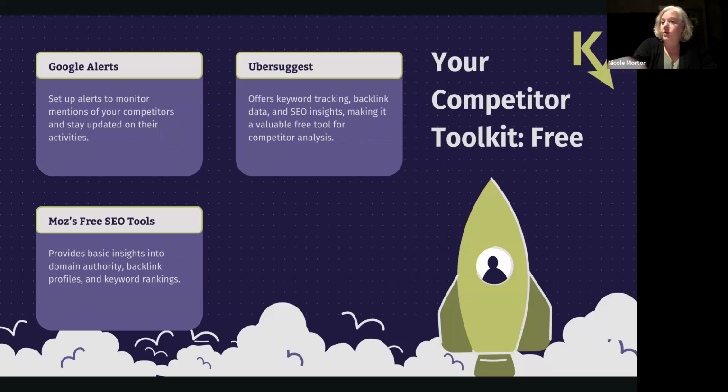If you are not ready to invest in paid subscriptions, there are also very powerful free software that's out there. And really the low-hanging fruit is Google Alerts. Simply setting up alerts to monitor any mentions of even your brand or your competitor's brand, and kind of stay updated on their activities.